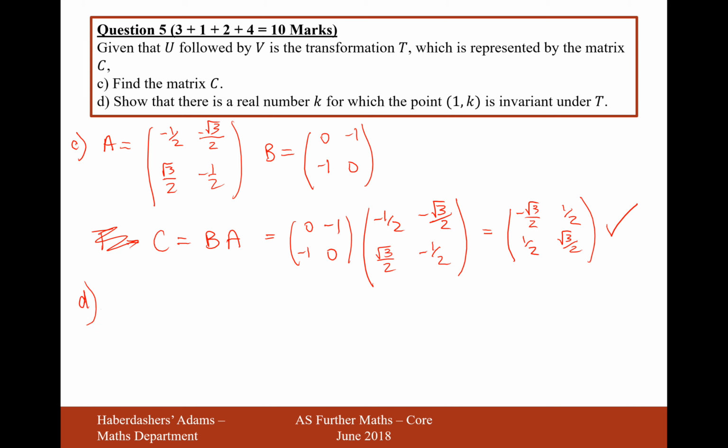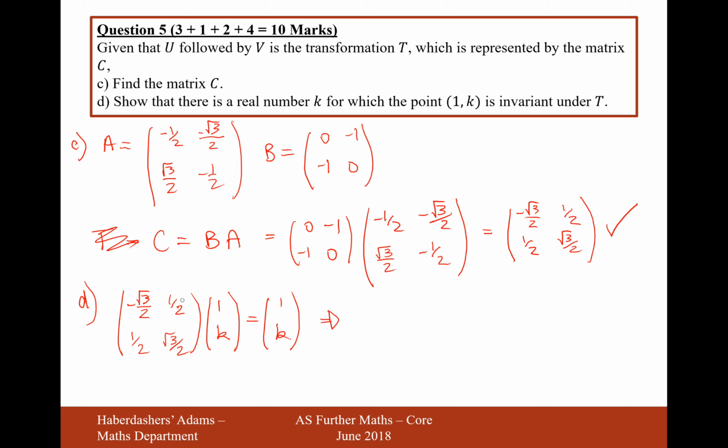And part D, show that there is a real number k for which the point (1, k) is invariant under T. Now what invariant means is it doesn't move. So if I apply this transformation, (-√3/2, 1/2; √3/2, ...), and I apply it to the coordinate (1, k), it doesn't move, so that will stay at coordinate (1, k). So what I'm now going to do is expand this matrix on the top row and on the bottom row, and hopefully solve a little equation.